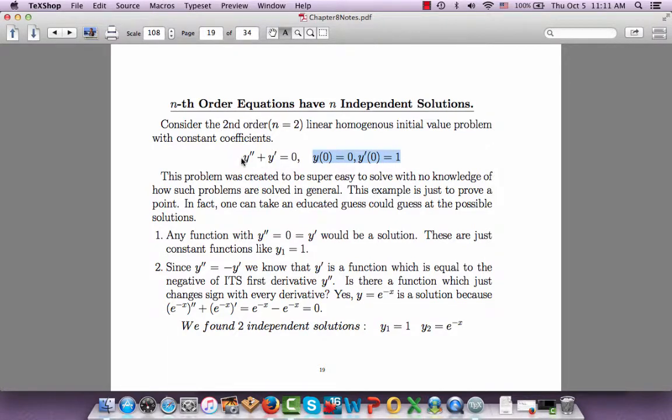So this is an extremely simple equation. I'm just saying the second derivative plus the first derivative has to equal 0. Well, a simple guess is to let y1, the first solution, be just a function that's 1. All the derivatives of this function are 0. So if we plug this into our equation, we get 0 plus 0 equals 0, which is true. And it also satisfies the first initial condition, but it doesn't satisfy the second initial condition.